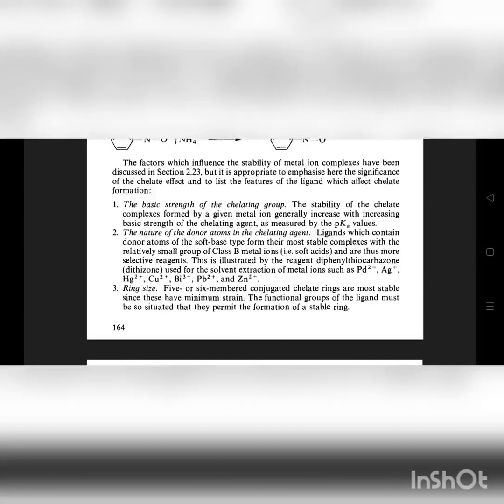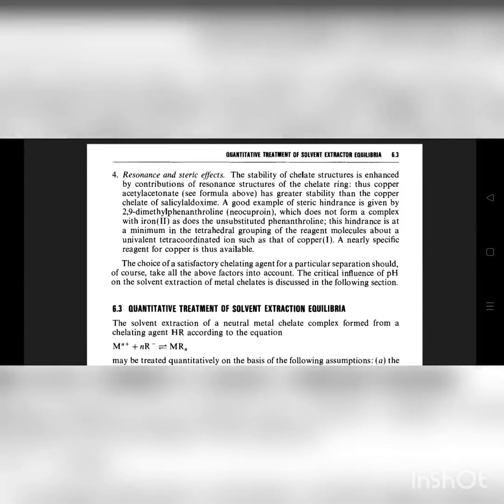This is illustrated by the reagent diphenylthiocarbazone (dithizone), used for the solvent extraction of metal ions such as palladium, silver, mercury, copper, bismuth, lead, zinc. Ring size: 5 or 6 membered conjugated chelate rings are more stable since these have minimum strain. The functional groups of the ligand must be so situated that they permit the formation of a stable ring. Resonance and steric effects: the stability of the chelate structure is enhanced by contribution of resonance structures of the chelate ring.